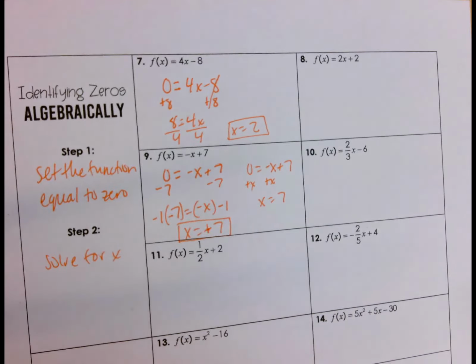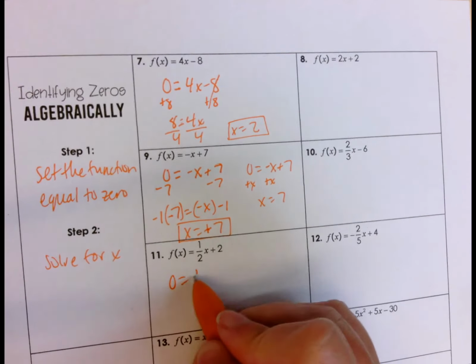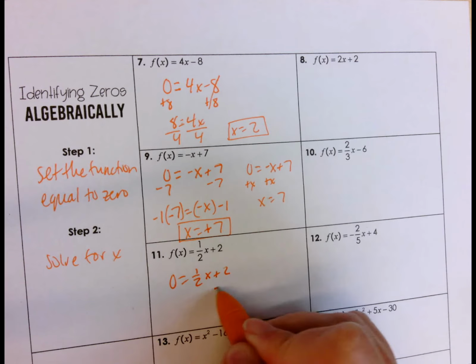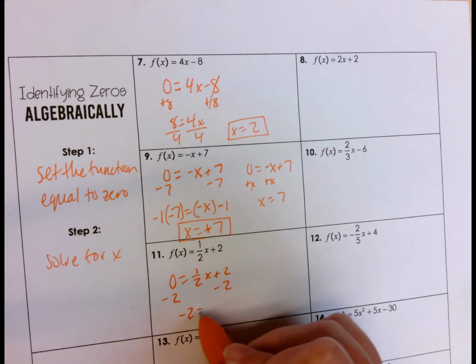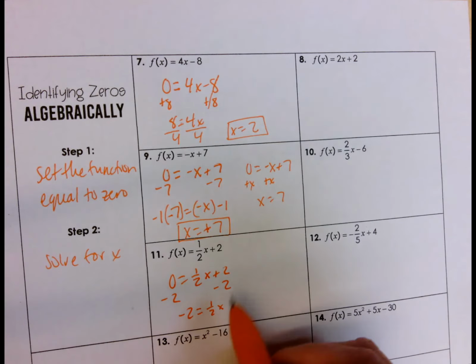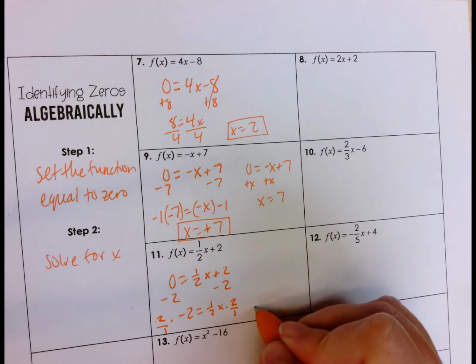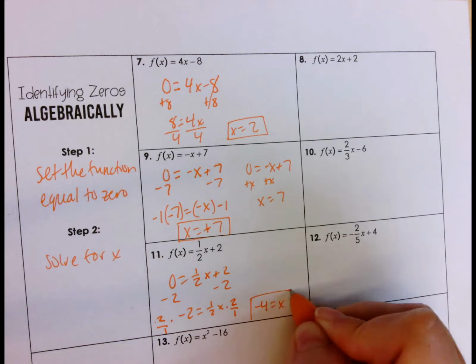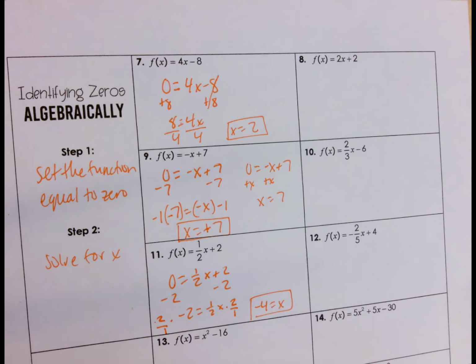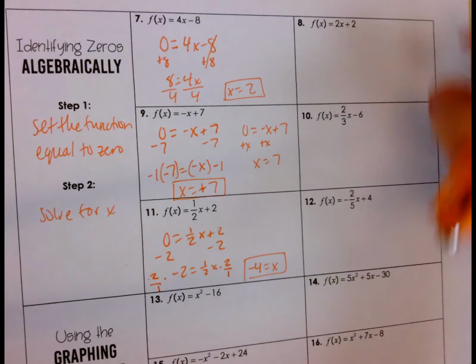Sorry about that. So down here, same process. 0 is equal to 1/2 x plus 2. We subtract the 2. We get -2 is equal to 1/2 x. To get rid of the fraction, we multiply by the reciprocal. And so -2 times 2 is -4. And so that x value is -4. Okay, so pretty simple. We're just looking for that x value when y is 0.